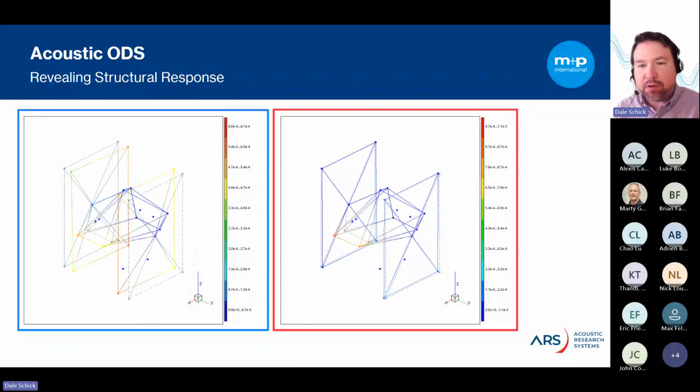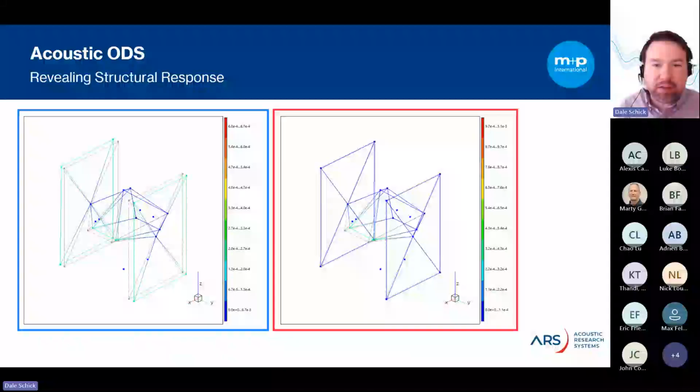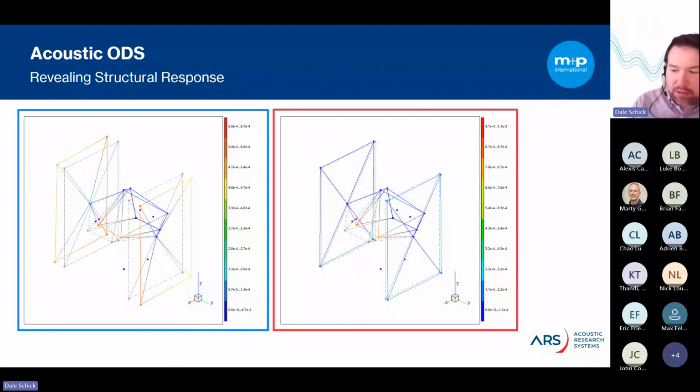And the reason we talk about this so much is because you cannot occupy the space of the test article with measurement microphones. This just isn't possible. If you tried to do that, you wouldn't have any kind of response there.